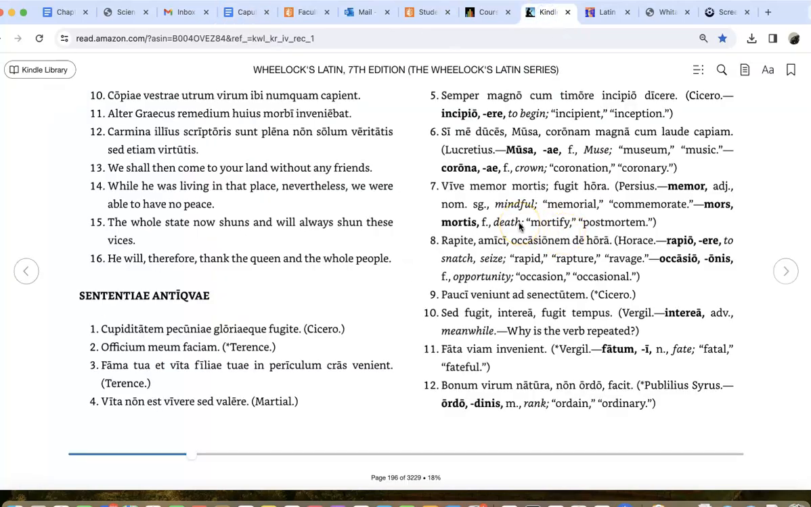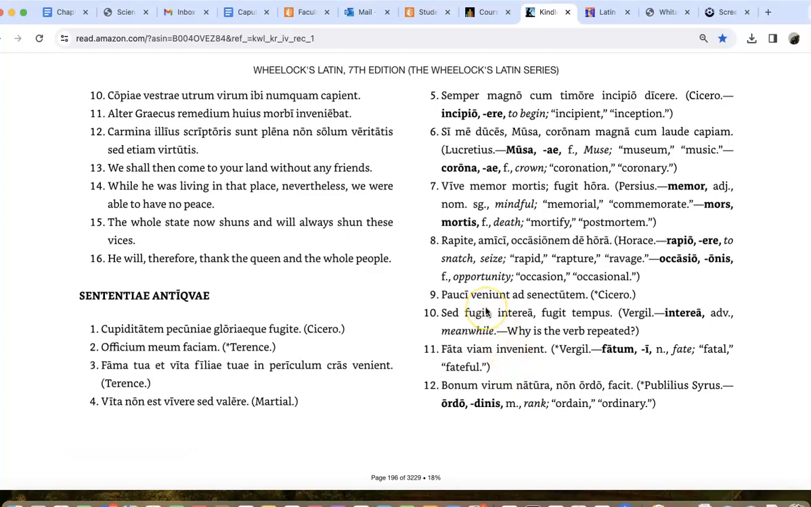That's a nice one. All right, we'll do just a couple more. Generally, as a rule, we'll do just around 10 from the Sententiae Antiquae. So here we have one of Horace. Rapite, amici, occasionem de hora.